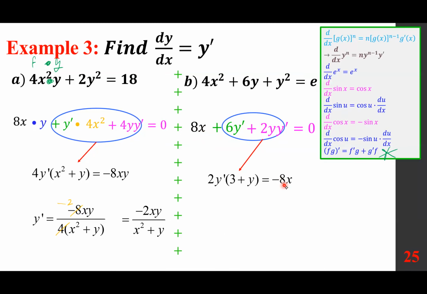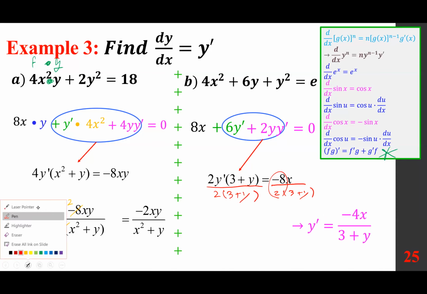All we have to do is to divide by 2 times the parentheses. In other words, divide this one by 2 times 3 plus y, the same thing here. And as you can see, negative 8 and 2, they result in negative 4 in the numerator. The final answer, y prime or dy dx, is minus 4x divided by 3 plus y. This is your final answer, everybody.